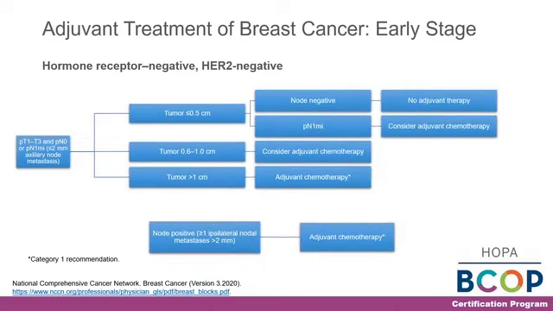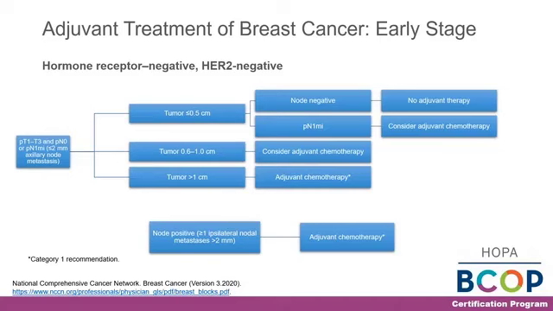And then lastly, we have hormone receptor negative, HER2 negative breast cancer. And here too, the treatment recommendations are divided up first based on tumor size and then node negativity or positivity. In this case, for small tumors less than or equal to 0.5 centimeter and node negative, no adjuvant therapy is recommended. If someone has a pN1mi, or micrometastases, the recommendation is to consider adjuvant chemotherapy.